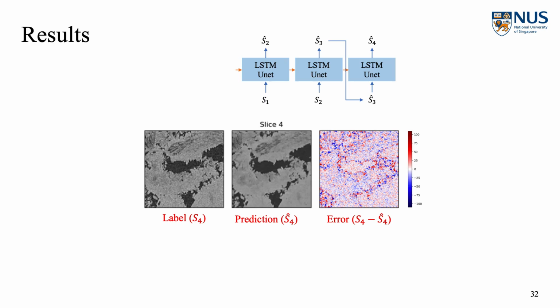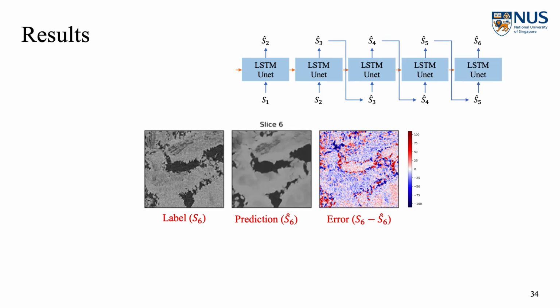The generated S4 hat is very smooth, and the prediction error is very high. As the iteration goes on, the predicted images become too smooth to reflect any structural change along depth. Overall, only one next image can be accurately predicted given 2 known consecutive slices. Again, the smoothness of the generated images impedes 3D image reconstruction.